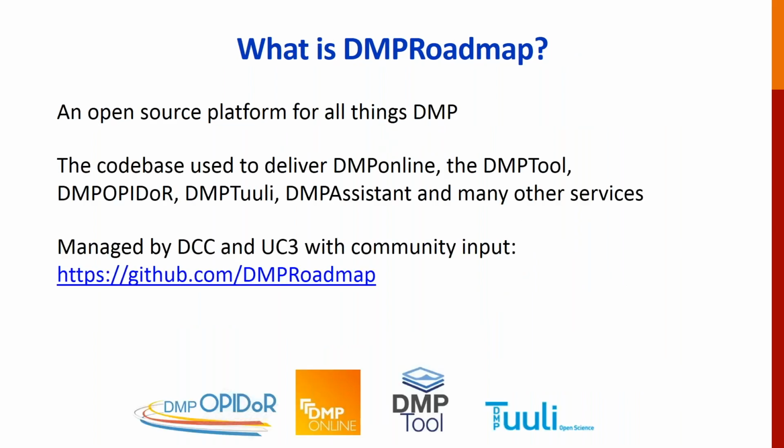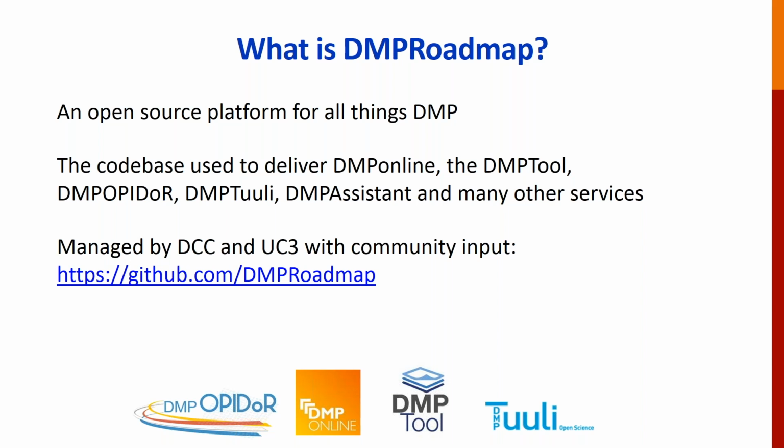And as I mentioned before, I'm talking about DMPonline, which is a service, as well as DMP Roadmap. Roadmap is an open source platform. It's the code base from which we run our service, DMPonline, but also many other data management planning services worldwide. So you may have heard of the DMP tool in the United States, or depending on where you're based in Europe, you may have heard of other services like Opidor in France or Tuli in Finland.